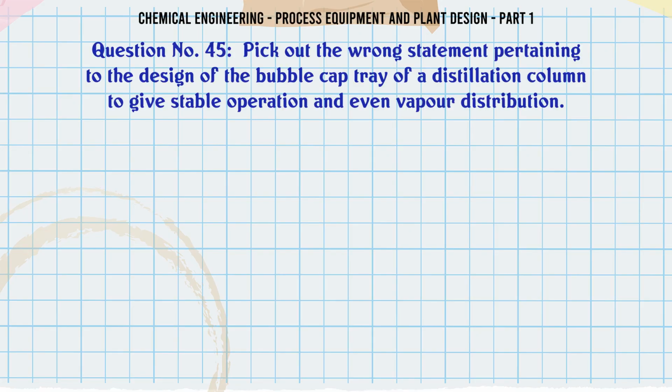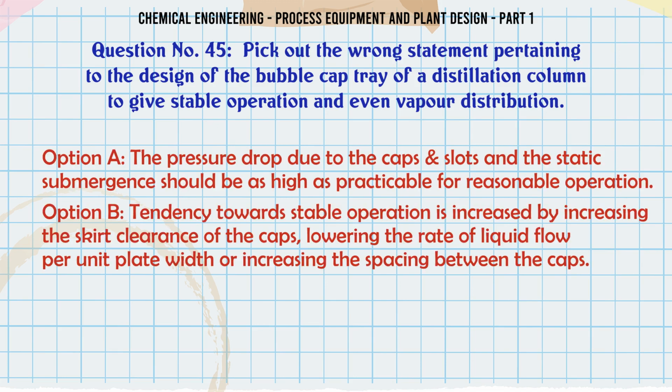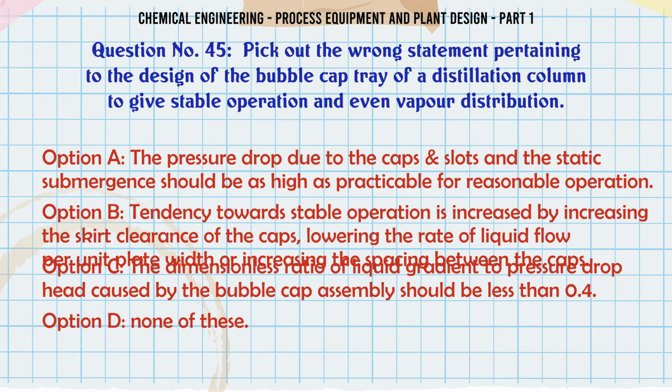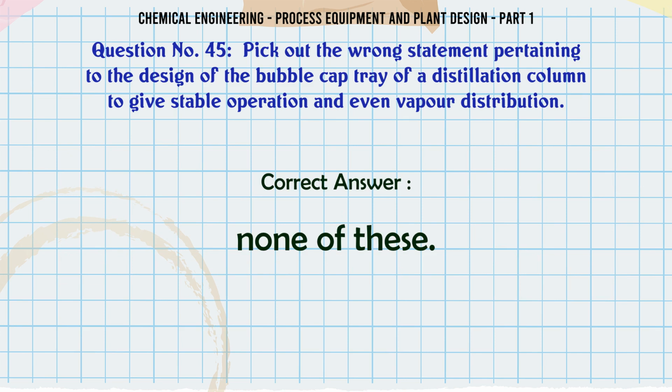Pick out the wrong statement pertaining to the design of the bubble cap tray of a distillation column to give stable operation and even vapor distribution. A. The pressure drop due to the caps and slots and the static submergence should be as high as practicable for reasonable operation. B. Tendency towards stable operation is increased by increasing the skirt clearance of the caps, lowering the rate of liquid flow per unit plate width, or increasing the spacing between the caps. C. The dimensionless ratio of liquid gradient to pressure drop head caused by the bubble cap assembly should be less than 0.4. D. None of these. The correct answer is none of these.